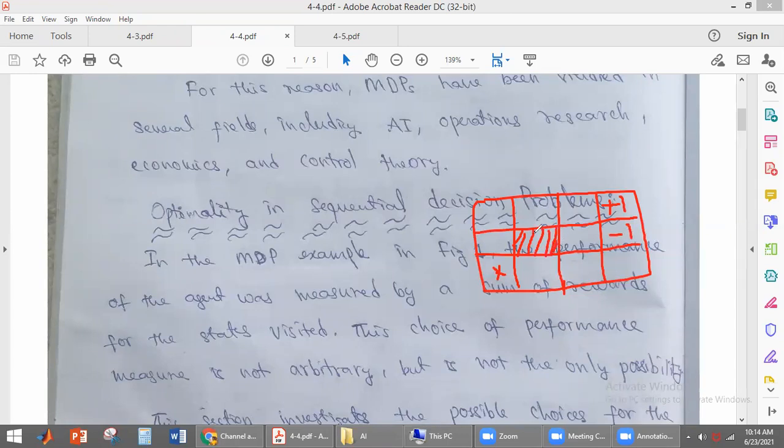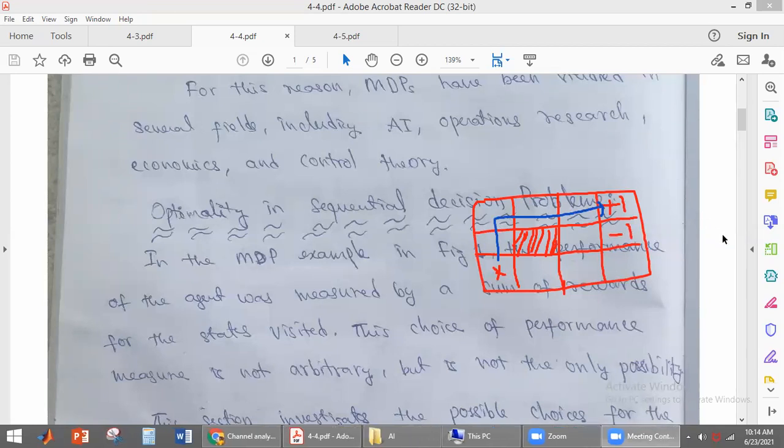Now in this particular case, how do you measure the performance of the agent? For example, the agent is taking different routes like this. Then we measure the reward it is receiving for each and every state, and that is added up. That gives you the performance of the agent.